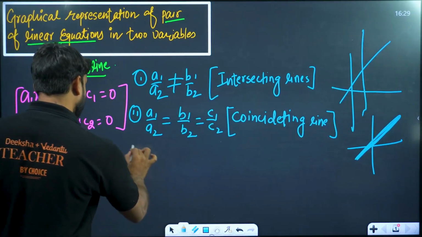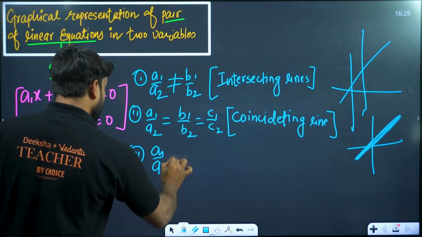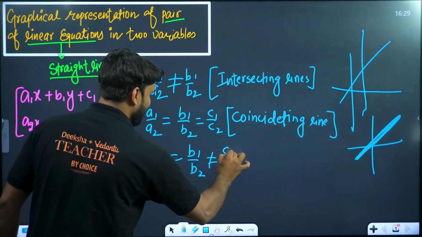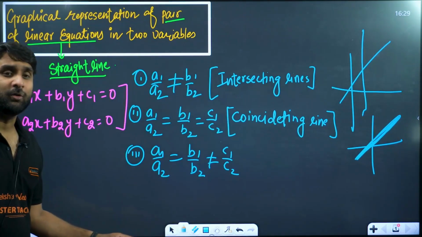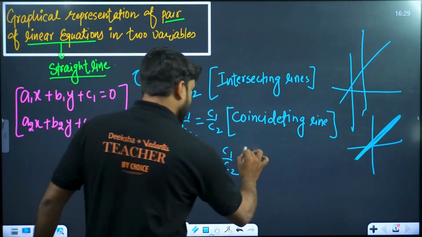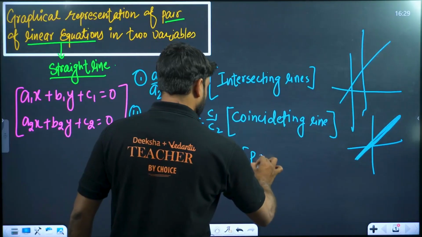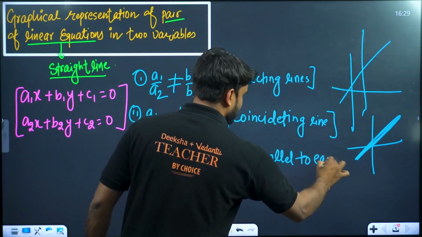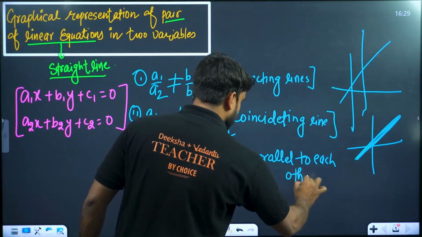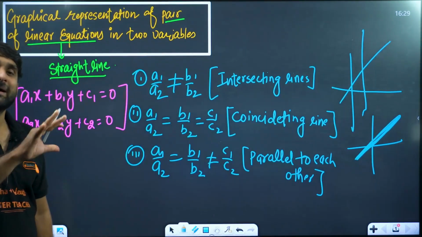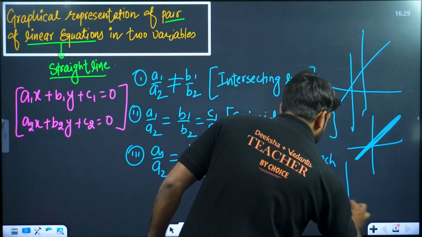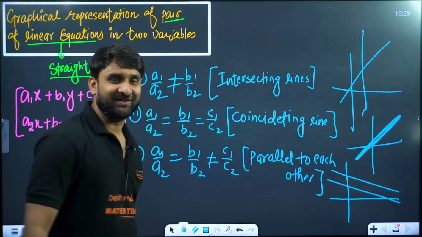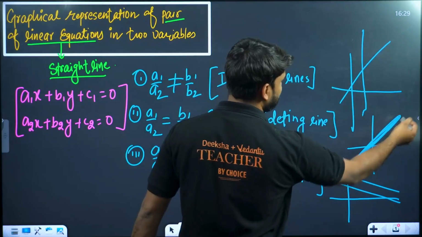And the third possibility is if a1 by a2 is equal to b1 by b2 but not equal to c1 by c2. Then on graph paper they will be parallel to each other. Both the linear equations will be parallel. On the x-axis and y-axis, they will be like this, both parallel to each other. So this is intersecting, this is coinciding, and this is parallel.